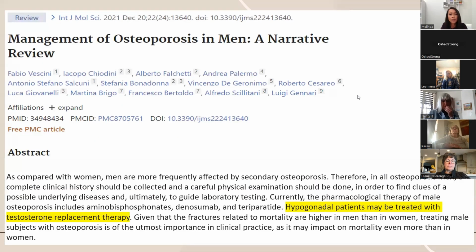And then the 2021 International Journal of Molecular Sciences. So, management of osteoporosis in men. I wanted to include men in this presentation too. Hypogonadal patients, so that's men with testosterone deficiency, may be treated with testosterone replacement therapy.